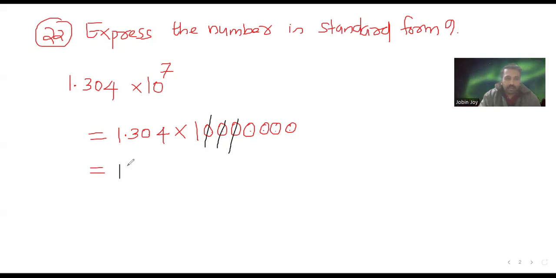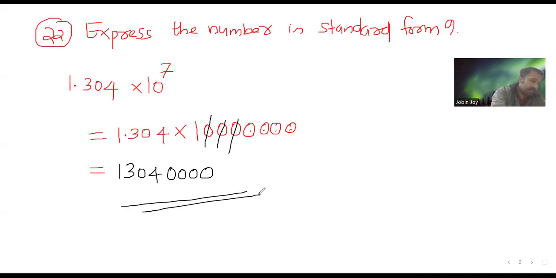Okay. So 1,304. Then how many zeros remaining? 1, 2, 3, 4. 4 zeros remaining. So this is the standard form. So the answer is 1,304 with 4 zeros.